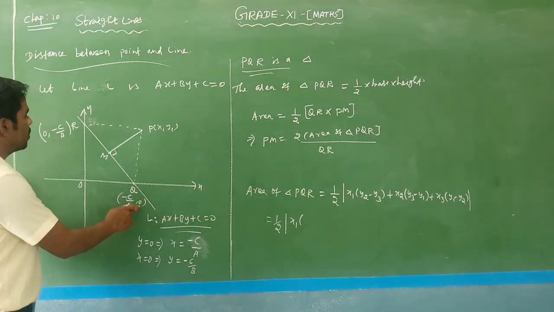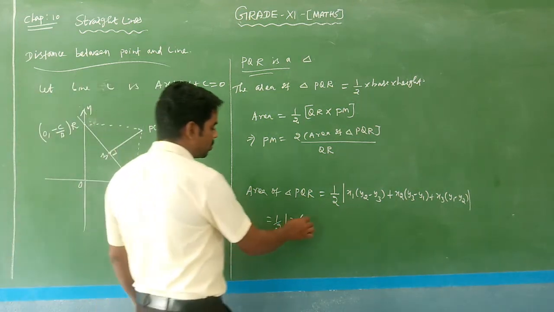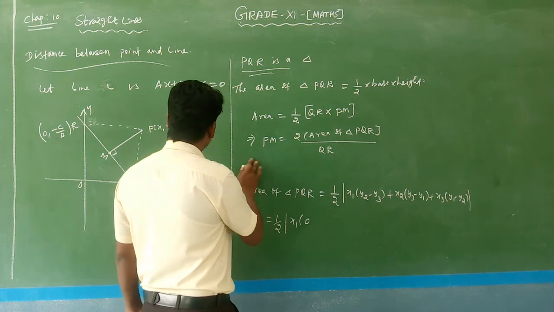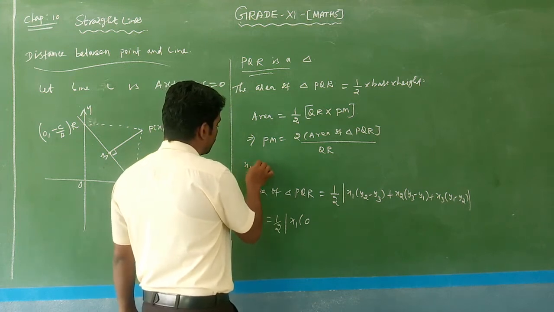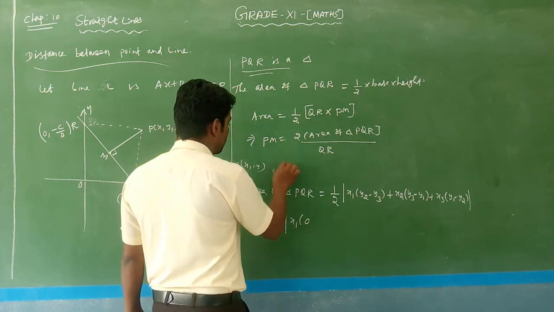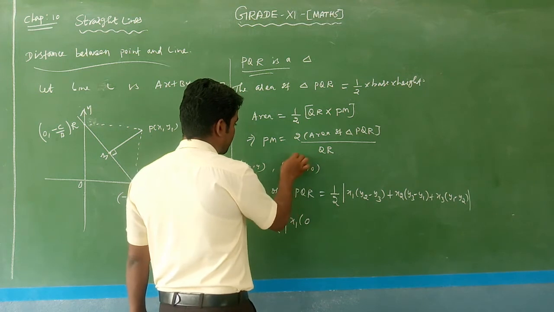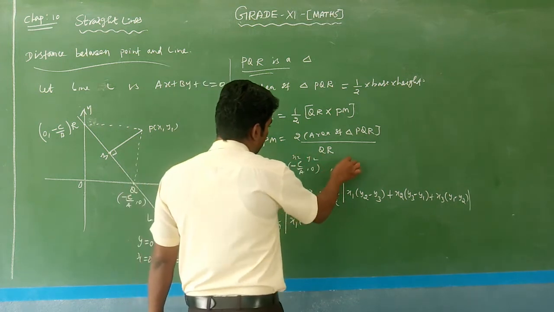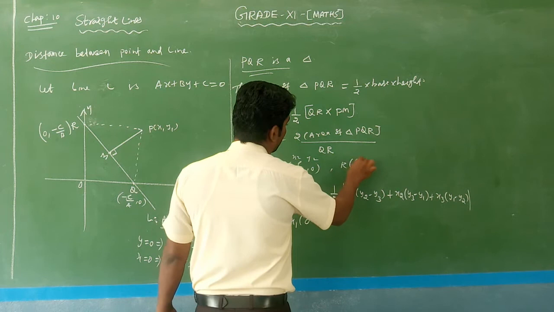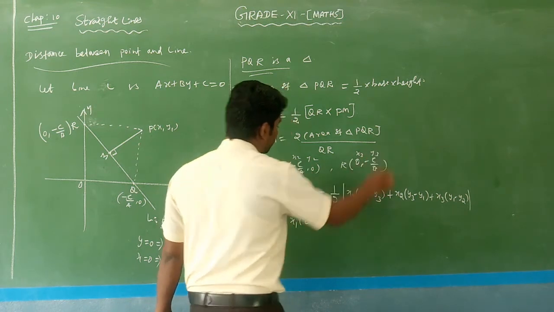y2 is 0 and y3 is minus c by b. So y2 is 0, right. P is (x1, y1), Q is (minus c by a, 0), this is x2, y2, and R is (0, minus c by b), this is x3, y3. Okay, right.